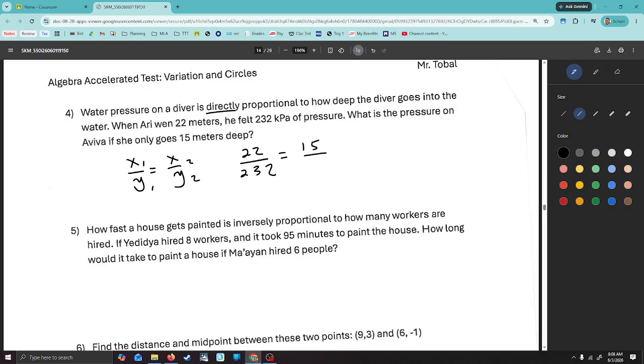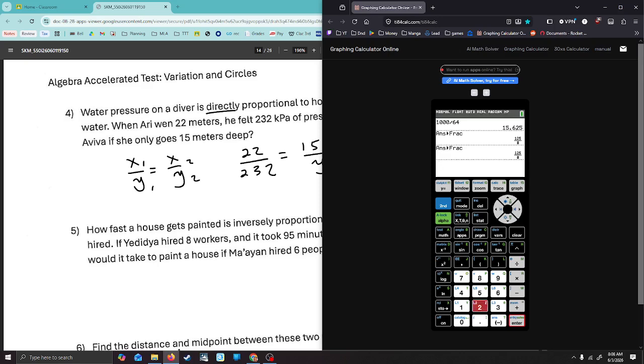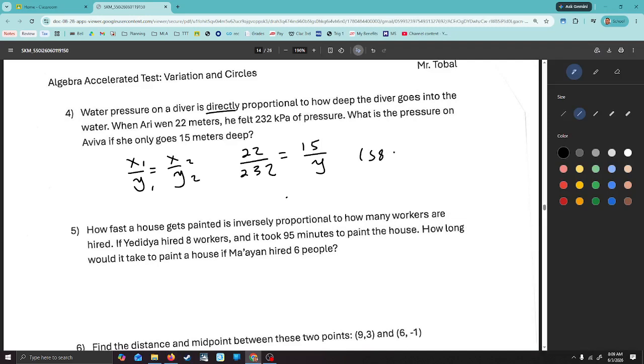which means I don't know what this is, so I'm just going to leave it as y. Because I'm going to leave it as y, I'm going to cross multiply. So I'm just going to take my calculator. 232, I'm going to times that by 15. And then eventually I'm going to divide by 22. So 158.1. About 158.1. In the multiple choice, I might say about what pressure it is. So then the multiple choice being 158.2 makes sense because it's a rounding. I guess I would round it properly.